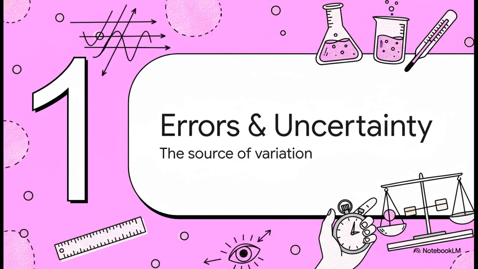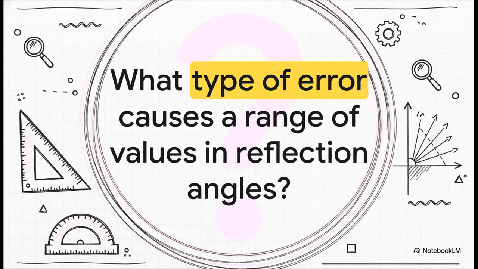First up, we're diving into a really core idea for any science experiment: errors and uncertainty. This part of the question is basically asking, why aren't all your results exactly the same? It's a test of what's causing that little bit of variation. The question seems pretty straightforward, right? But the key is in the wording. It's asking for the specific type of error that creates a range of values. This is all about using the right terminology.